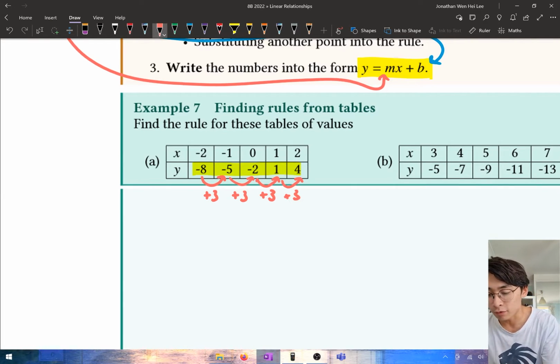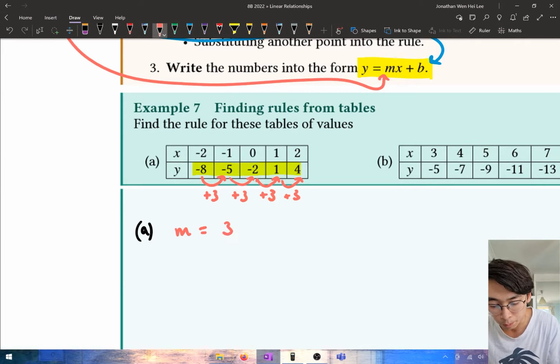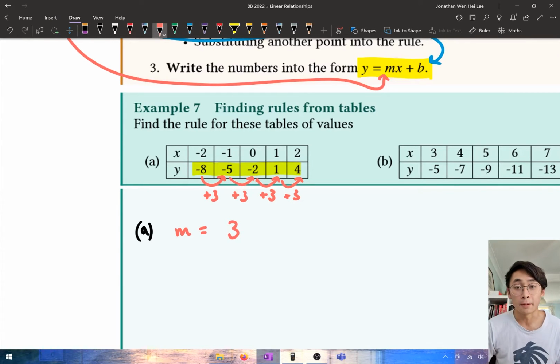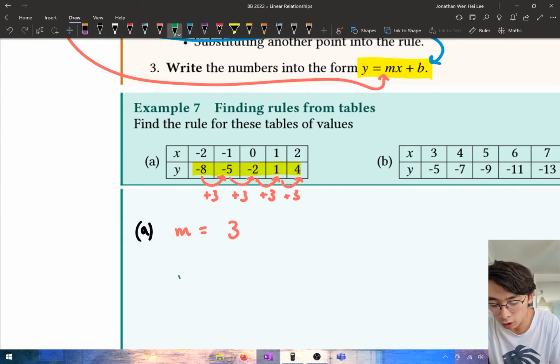So here, for this first example A, the coefficient of x, or this value of m, is just going to be this +3. And we're just going to write 3 for that. Okay, so that's the first thing we check. We find the coefficient of x, we look at the table, we see how much we are adding to each y value to get to the next one. Then the second thing we need to do is find a value for b, the constant.